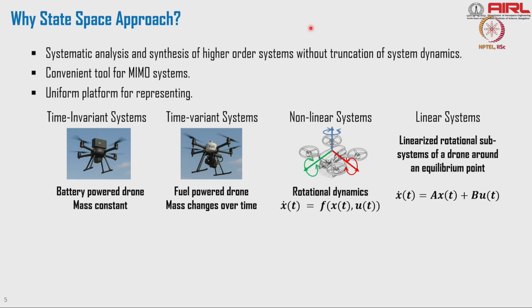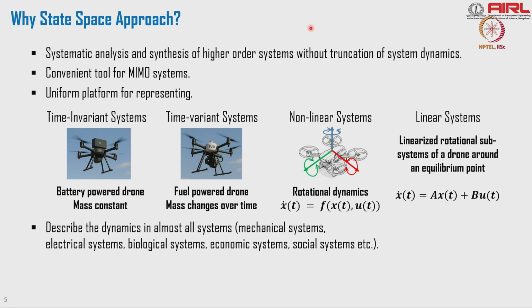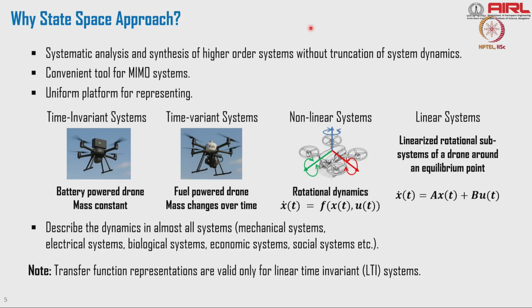It can be represented as x dot is equal to Ax plus Bu, right. I have a uniform structure to represent all these systems. I can describe the dynamics of almost all systems, mechanical, electrical, biological, economical or social, in this form. The transfer function representation is valid only for linear time invariant systems, remember that.